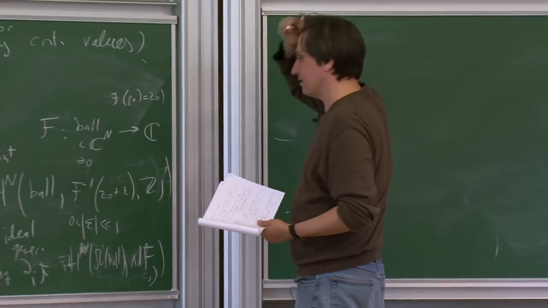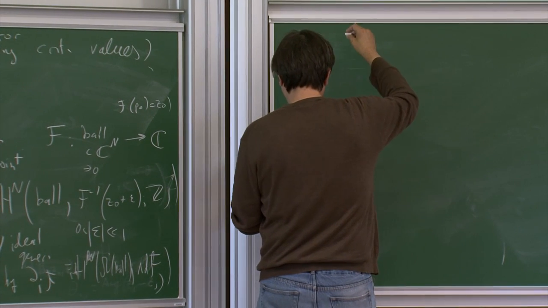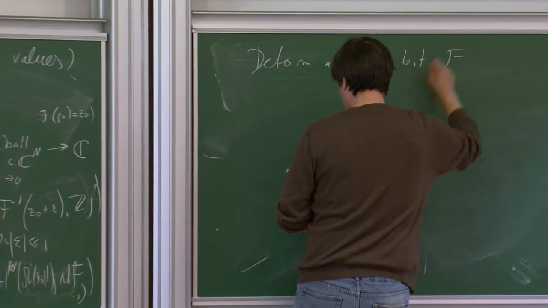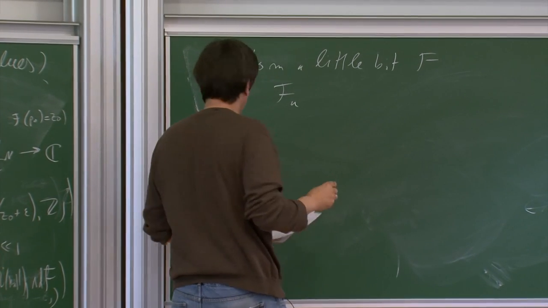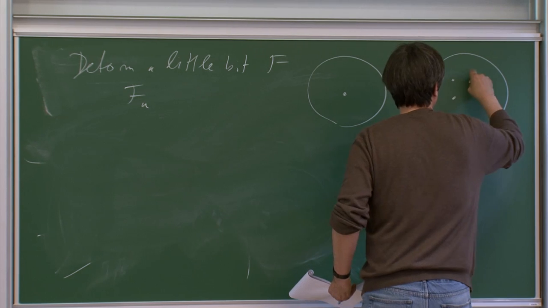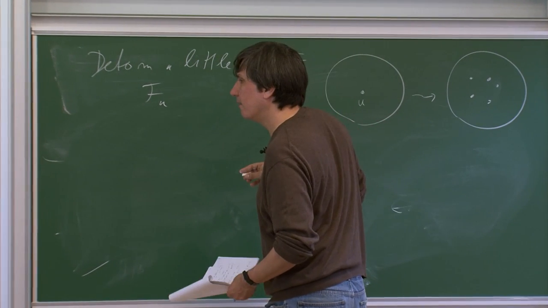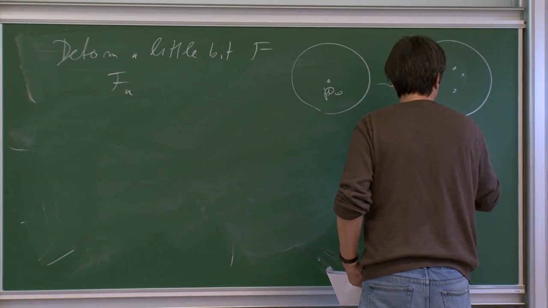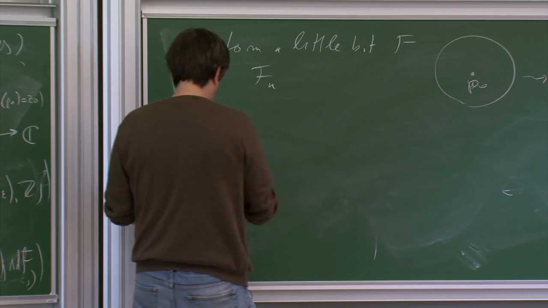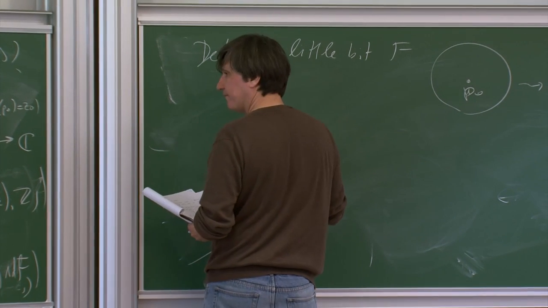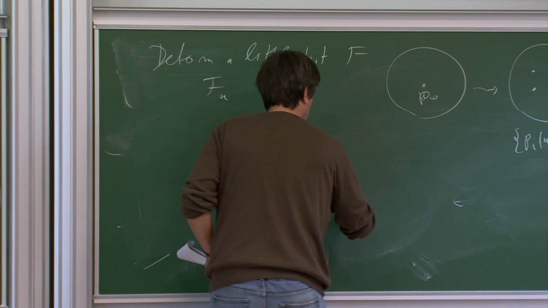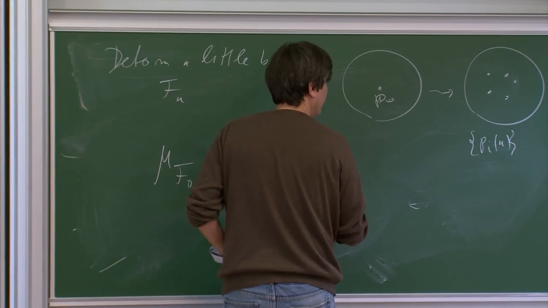And this number behaves in a kind of stable way. Suppose you move a little bit, deform the function f a little bit, so it will be some function depending on a parameter. And then in this ball, this critical point will be replaced by several critical points, maybe p_0 becomes a collection p_i(u), a collection of critical points. And the Milnor number of my function f_0 at point p_0 is equal to the sum over i of the Milnor number of f_u at p_i.